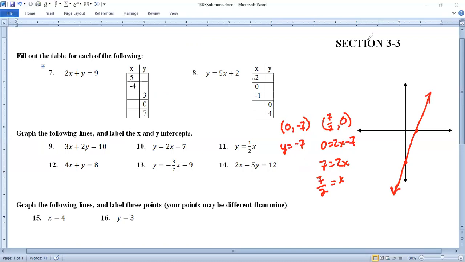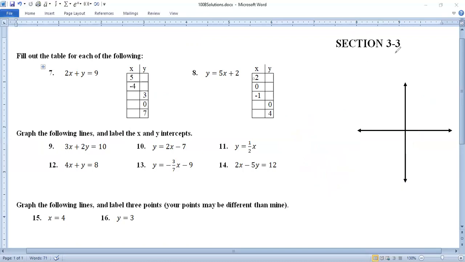Let's clear that off and look at number 11 now. Number 11 is y equals 1/2 x. All right, so we're going to stick in 0 for x. And we get y equals 1/2 times 0 equals 0.